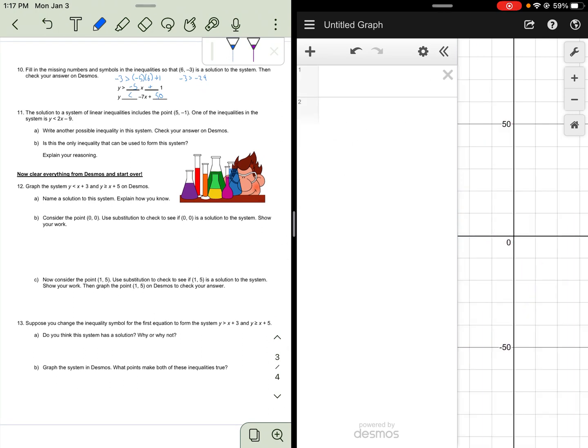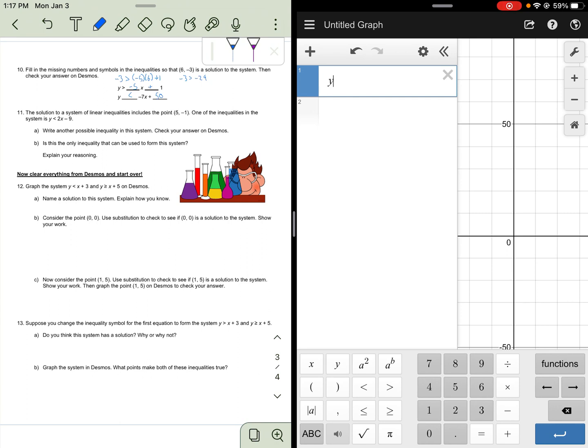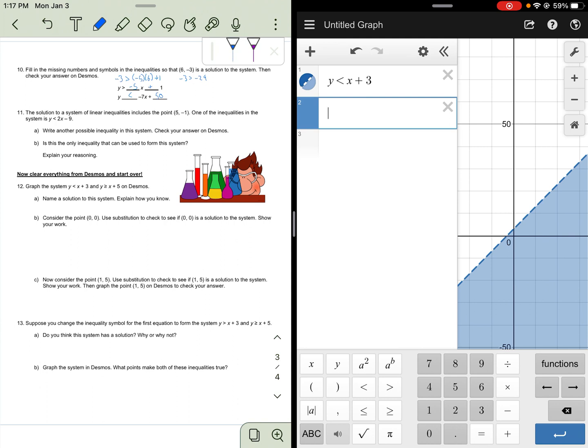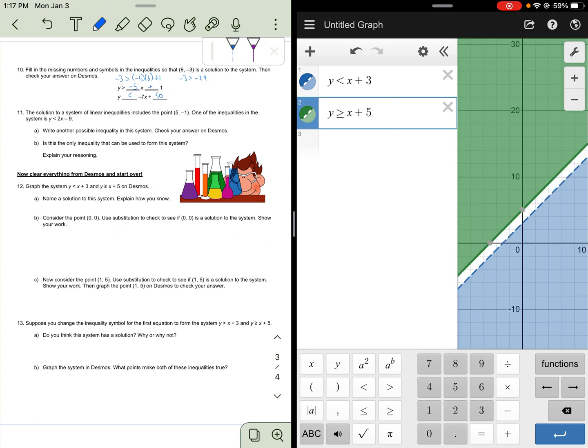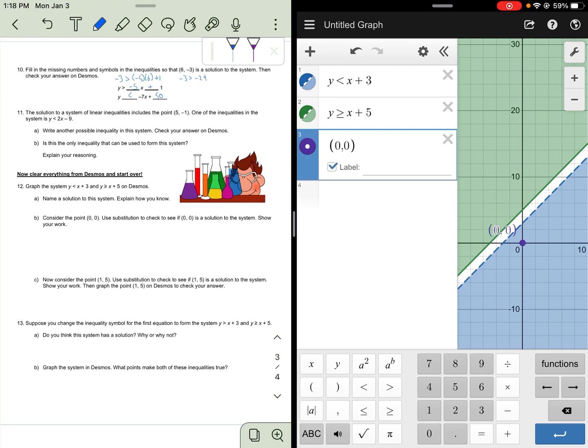Okay, now clear everything from Desmos and start over. Graph this system. Y is less than x plus 3, and y is greater than or equal to x plus 5. Okay, let's hit the home button there to get our zooming right. And consider the point 0, 0, which you can see, but I'm going to graph it anyways. All right, there it is. Y is less than x plus 3. Y is greater than or equal to x plus 5.